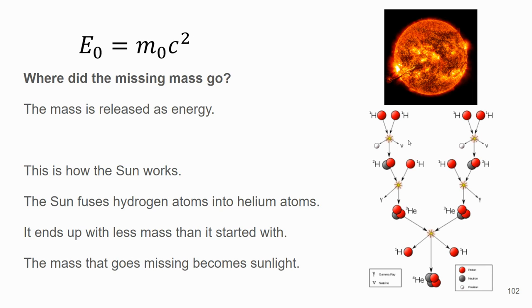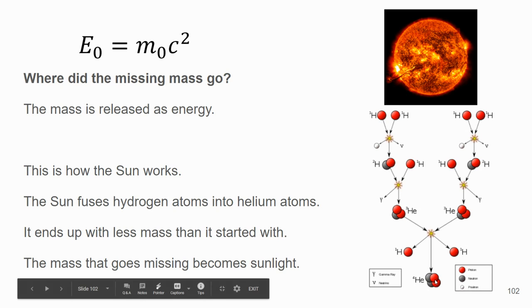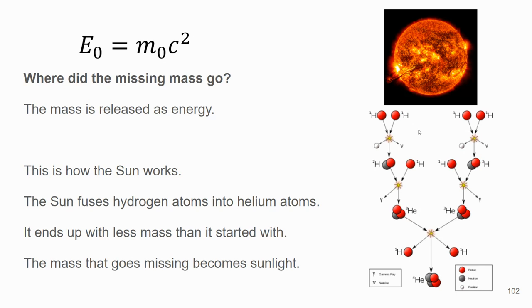But basically, what the sun does in its core, and it's been doing it for 5 billion years, and it will continue doing it for another 5 billion years. What the sun does is it takes 4 protons, a bunch of stuff happens, and it ends up with 2 protons and 2 neutrons. And the mass that you have down here at the bottom is very slightly less than the mass that you have up here at the top. And the mass that has gone missing is sunlight. So, yeah, that's where it goes. That's what the sun is doing.